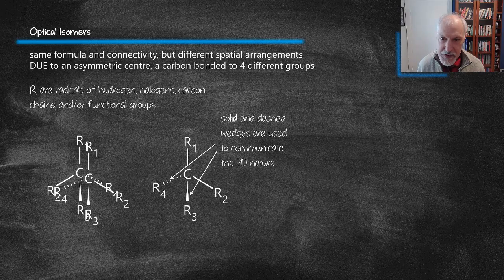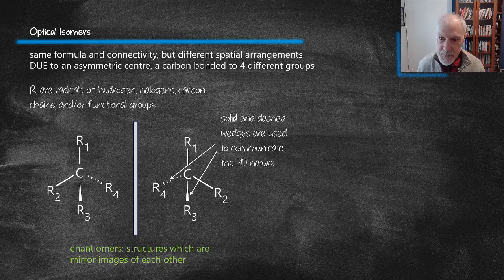I've employed here a convention to show coming in and out of the plane of the screen. The dashed lines represent going into the screen and the solid wedge out of the screen. These images are mirror images of each other. The name we give to this is enantiomer. Let's look at an example.